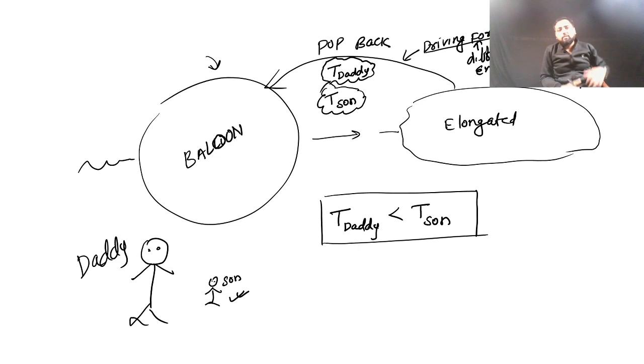As daddy sits on the balloon, it elongates. That means more internal energy was stored. As the son sits on the balloon, his mass is less, so less internal energy was stored in the balloon. Now in which case will the difference in internal energy be more? When the son is sitting, the difference in internal energy will be less. When daddy is sitting, the difference in internal energies will be more. So in case of daddy, the driving force will be more, which will make the balloon pop back to its original shape. Time taken will be less, meaning the rate of popping back will be more in case of daddy, so the balloon will regain its shape sooner.